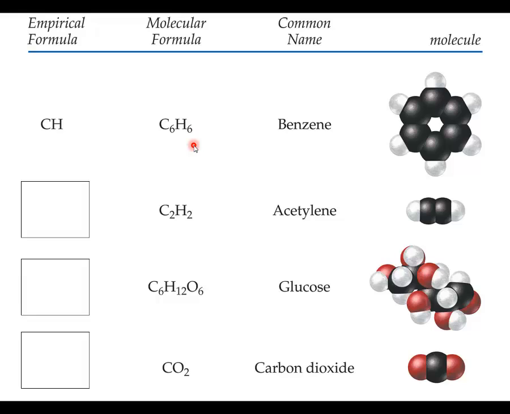However, the empirical formula would simplify to the simplest whole number ratio of the number of atoms. So that would be a 1-to-1 ratio. So the empirical formula is C1H1, or just CH. The molecular formula is actually 6 times that.